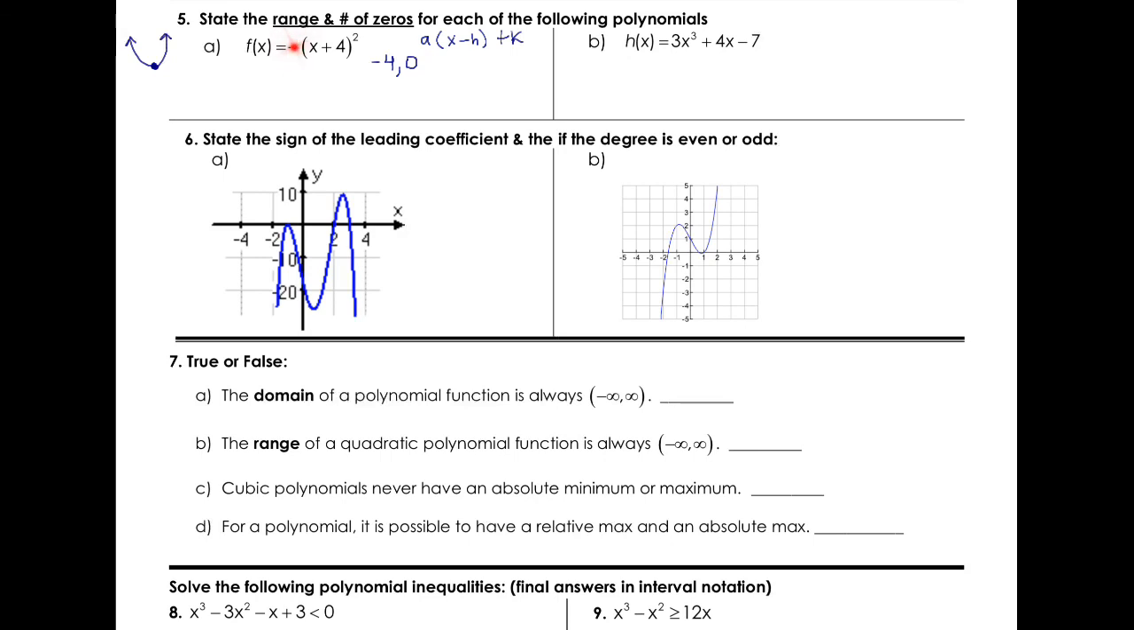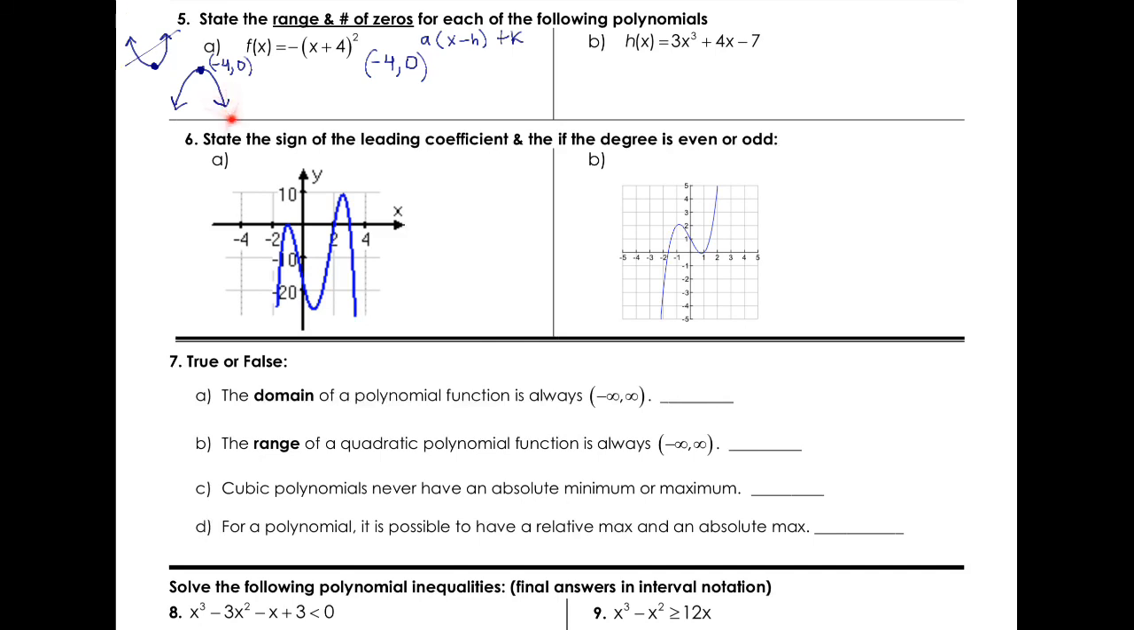Looking here, this starts with a negative, so we know that this has to flip. And so we know it doesn't look like that. We know it, in fact, looks like this, and the vertex would be up here. And we know what the vertex is. That's this point right here, -4, 0. Now that's all we need to know. We can get our range at this point.